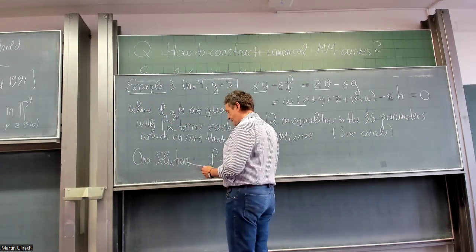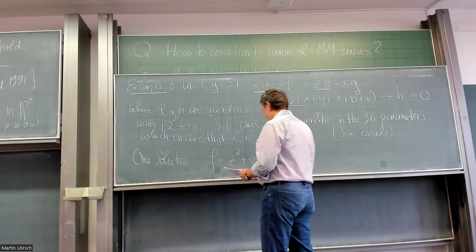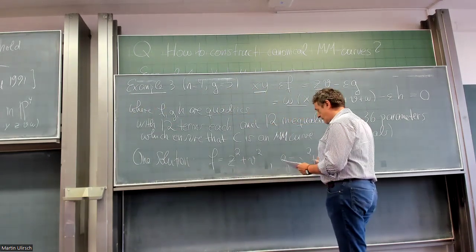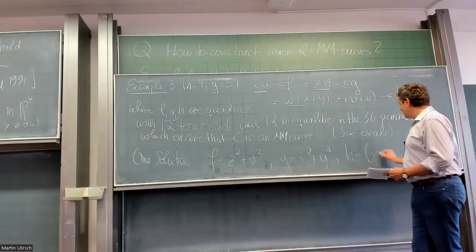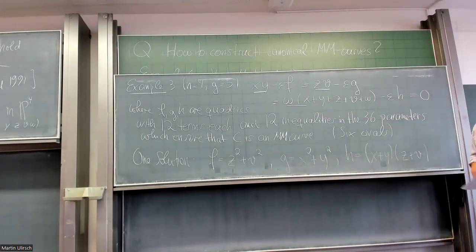So you could take f to be z squared plus v squared, and g to be x squared plus y squared, and take h to be x plus y times z plus v. So this choice will work. I claim there is some system of inequalities, and I claim that these coefficients will satisfy this. So this is a concrete instance of a canonical MM curve of genus 5.